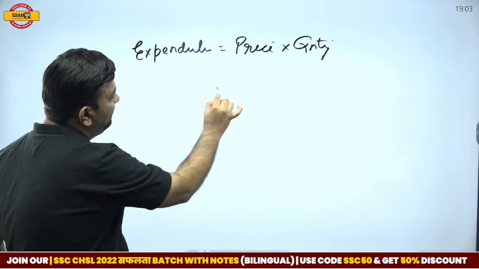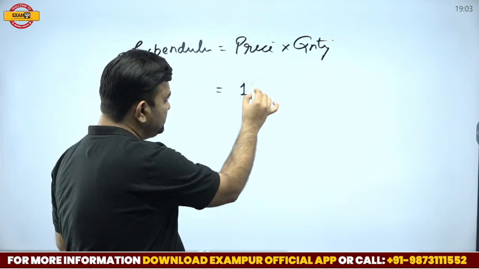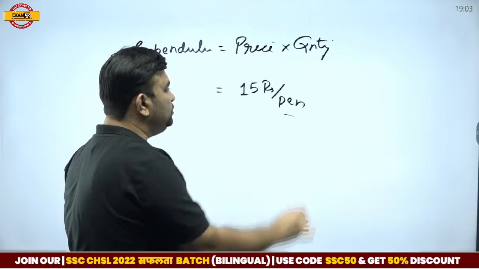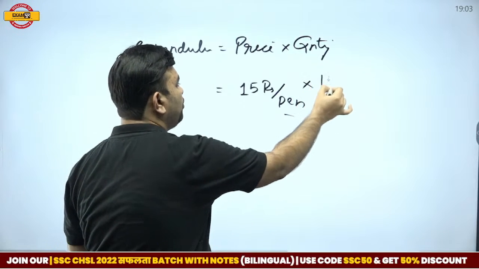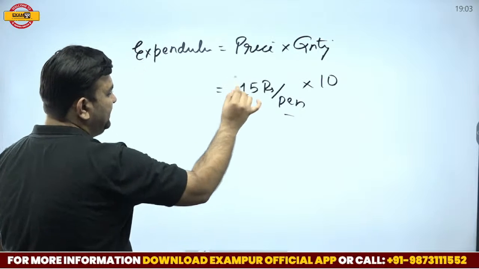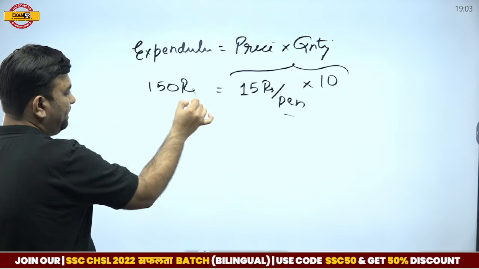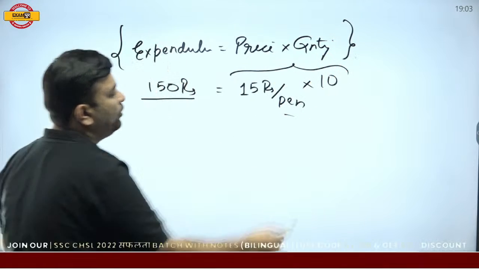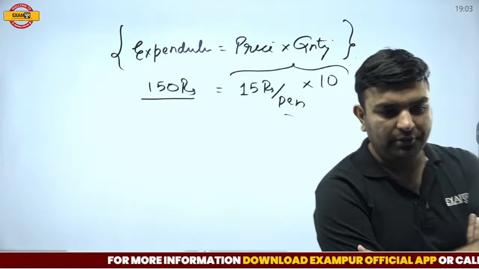Like you purchase a pen at, let's suppose, guys, 15 rupees per pen. You purchased pens in bulk, let's suppose a quantity of 10. Then the total expenditure on the pens is 150 rupees. So expenditure, price and quantity maintain a product relation.